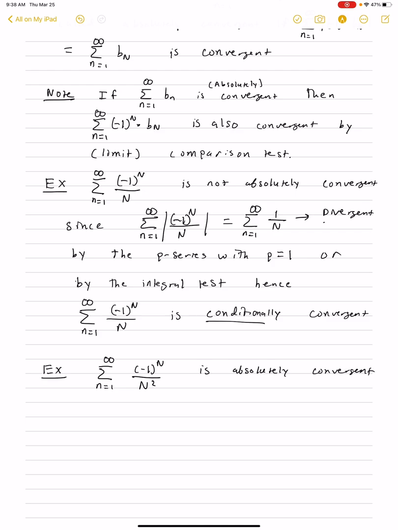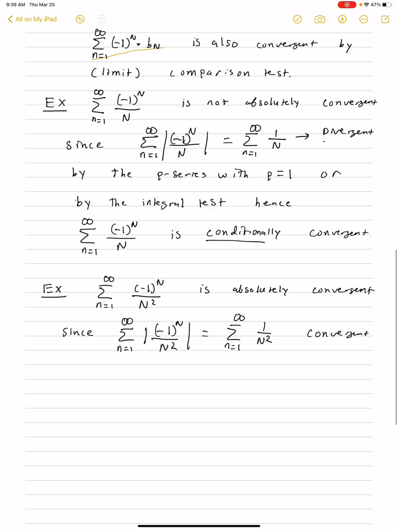Because if I take the absolute value of these terms, I get minus 1 to the n absolute value over n squared, and this is just the series from n equals 1 to infinity of 1 over n squared. And this is convergent by a p-series with p equal to 2, or the integral test.